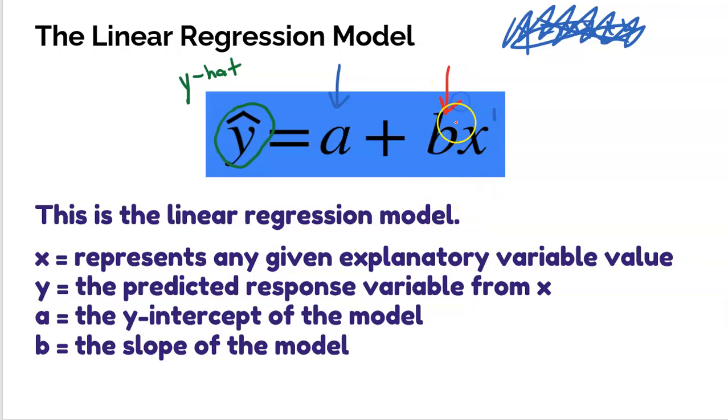Then we have B. That is the slope. I'm sorry that we're not calling it M, and I'm sorry if that's confusing, but this is not algebra class anymore, it's stats class. So B is the slope of our model. Again, in an actual problem, it will be a number.